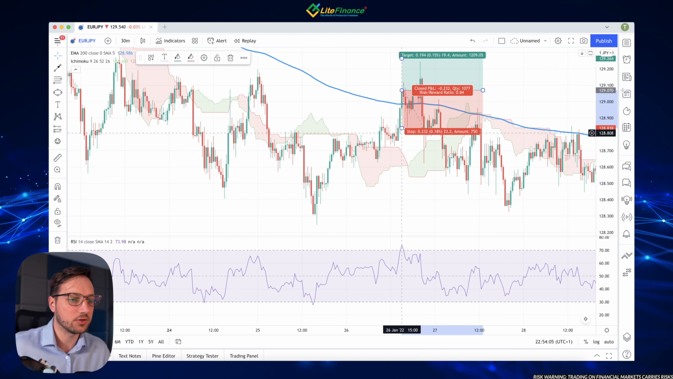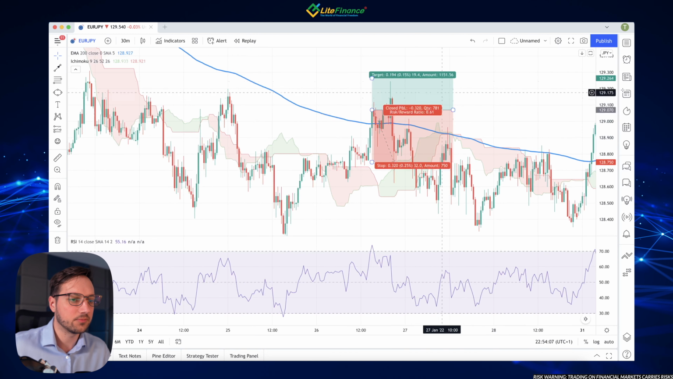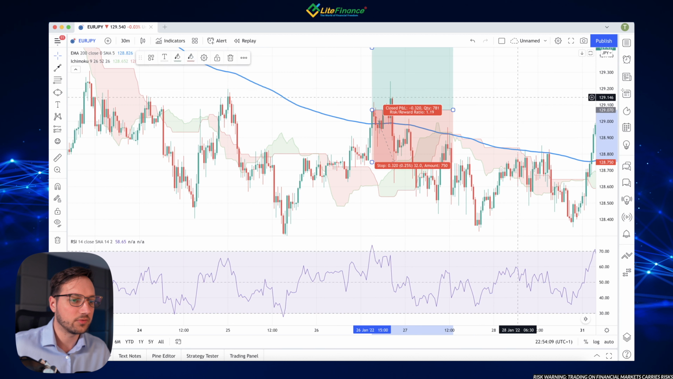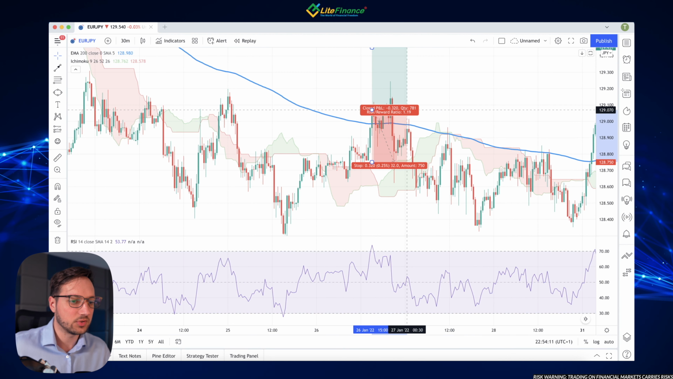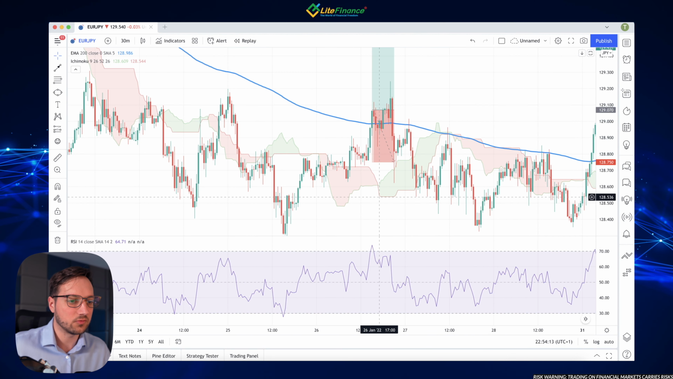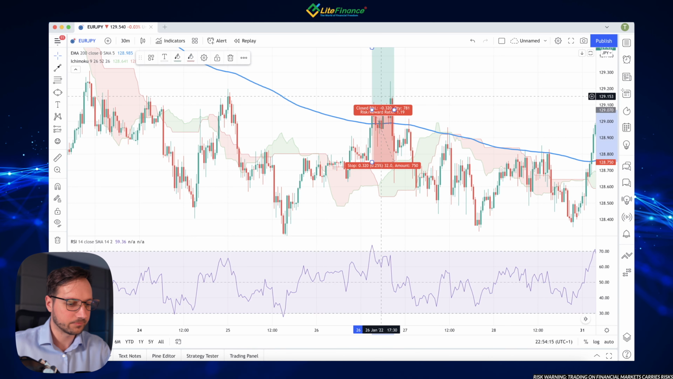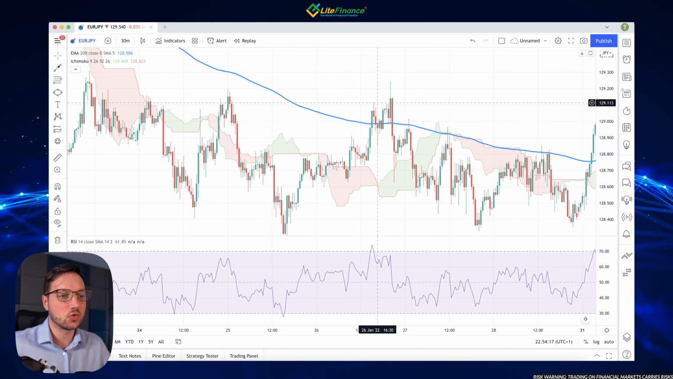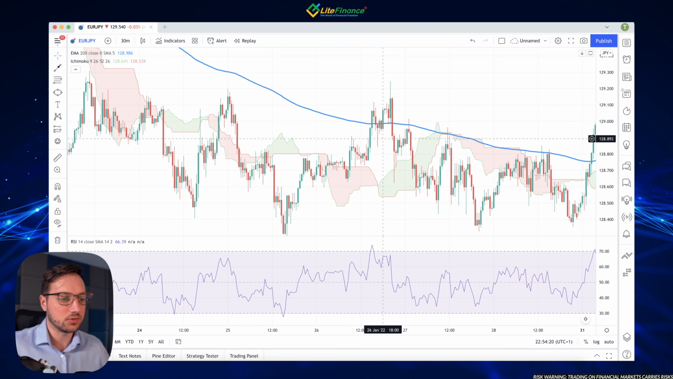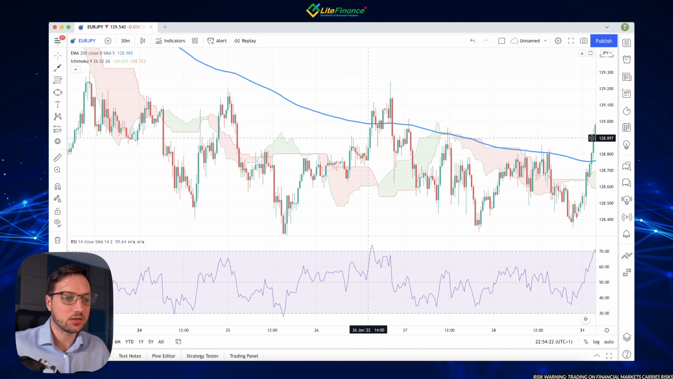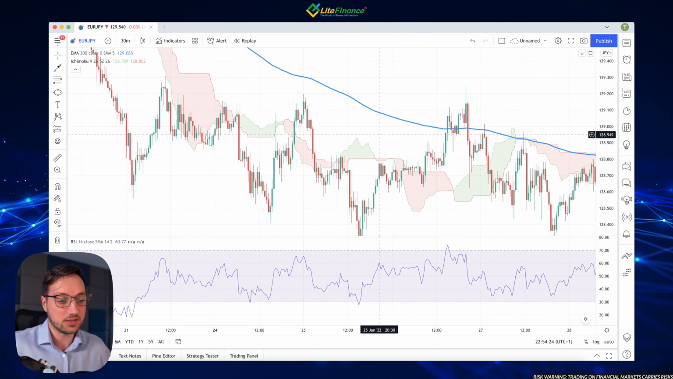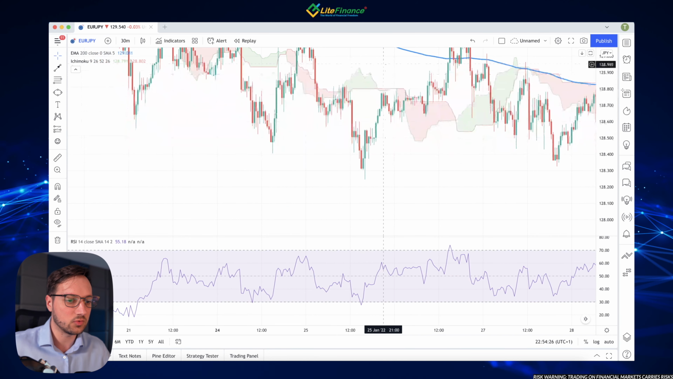So we would enter over here, stop loss over here, 1.5, doesn't matter, but you can see we would be stopped out over here. So that is why we are using the Kumo Cloud, to not get caught up inside those sideways moves.